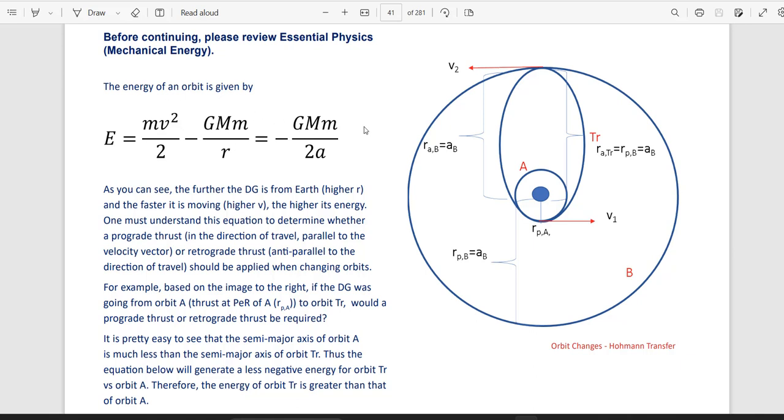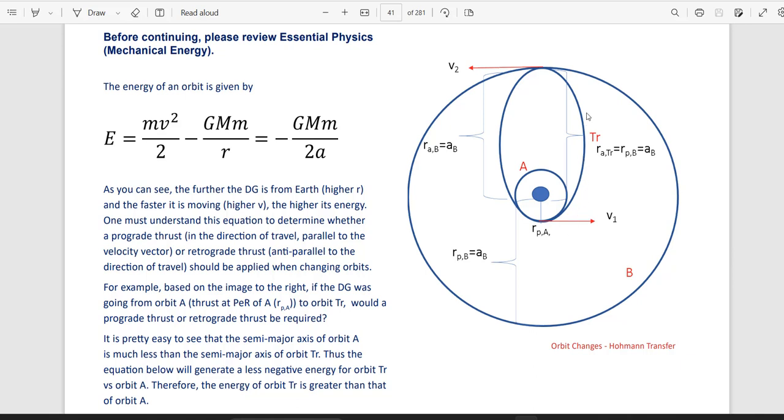So let's study this a little bit. As you can see here, the further the delta glider is from Earth, so the higher the R, the faster it is moving, right? So the higher V, the higher its energy. So one must understand this equation to determine whether a prograde thrust, which recall is a thrust in the direction of travel parallel to the velocity vector, or a retrograde thrust anti-parallel to the direction of travel, should be applied when changing orbits. For example, based on this image, if the delta glider was going from orbit A here to orbit TR, would a prograde thrust or retrograde thrust be required?